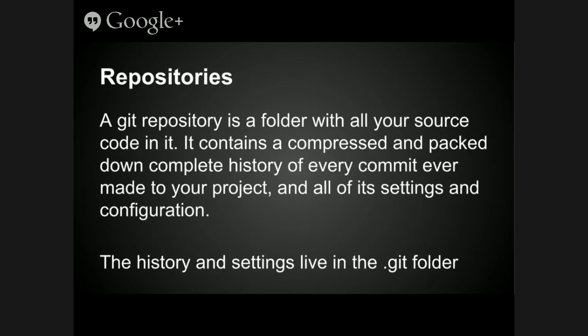So in Git, a repository is a folder with all your source code in it. It contains a compressed and packed down complete history of every commit ever made to the project and all of its settings and configuration. So things like settings for configuring how white space is preserved and line endings and your usernames and all that kind of stuff is stored in the secret hidden folder at the top level of your project called .git.